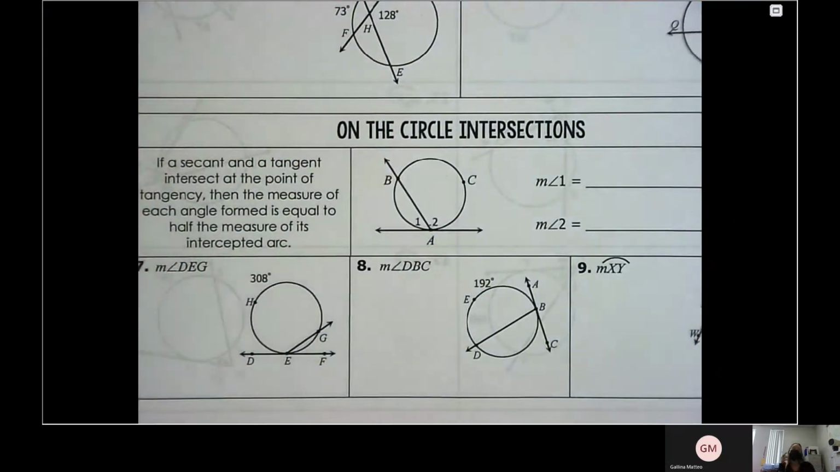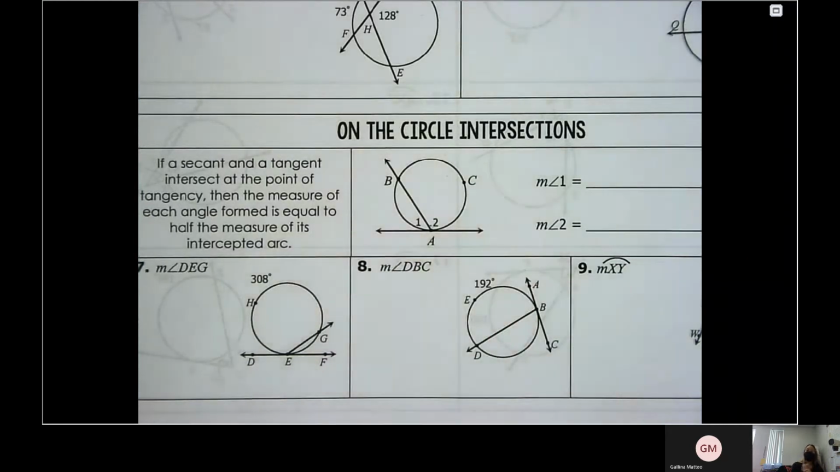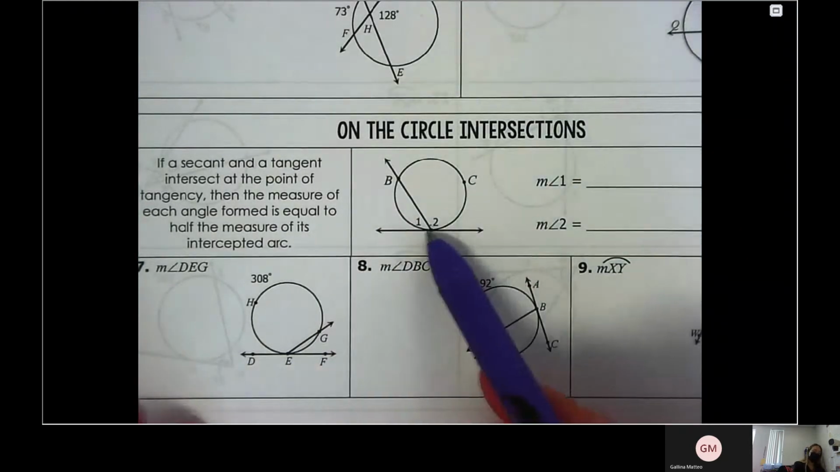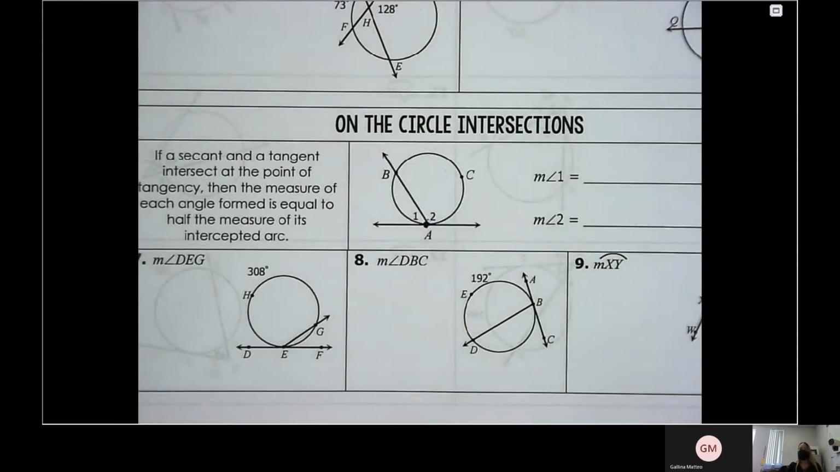So this theorem says if a line that goes through the circle and a line that is on the edge of the circle meet at a point on the circle, so this point is called the point of tangency, then the measure of each angle formed is equal to half the measure of its intercepted arc. So the angle is equal to half of the arc measure.